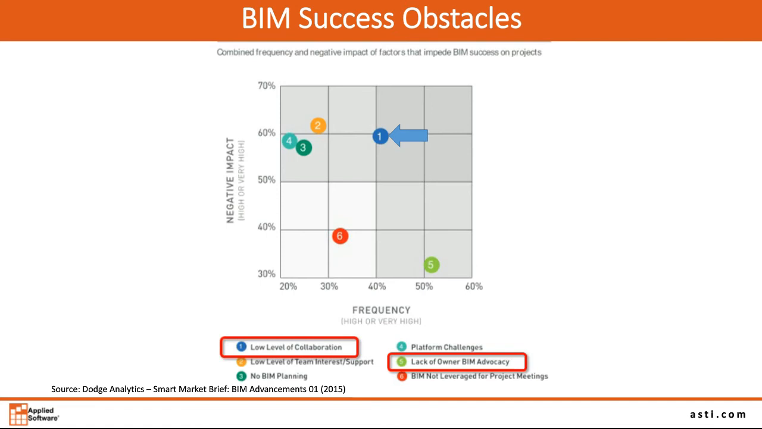Likewise, lack of owner BIM advocacy, while it happens a lot, there's a lot of projects out there where the owner really doesn't care about BIM. They don't mandate BIM, they don't care about BIM, they probably don't want to pay any more for BIM. It's perceived as having less of an impact on the overall process, again, because most users who adopt a BIM process will find benefits whether the owner wants BIM or not.